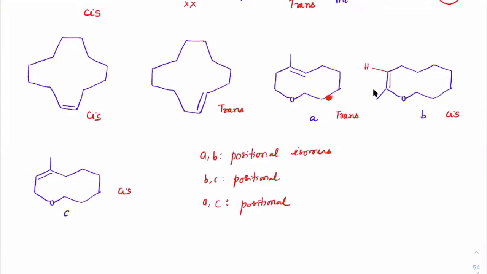This is like a cyclic ether, correct? In a cyclic ether, the numbering will always start with this oxygen. 1, 2, 3, 4. On the fourth carbon, there is a double bond, and on the fourth carbon there is a methyl group. Here, 1, 2, the second carbon has a methyl group and a double bond. Here, 1, 2, 3, on the third carbon there is a methyl group, double bond, and on the fourth carbon there is a methyl group. So positionally, they are the same.